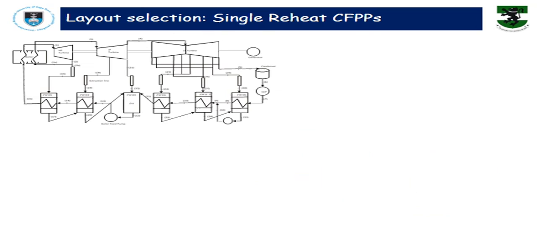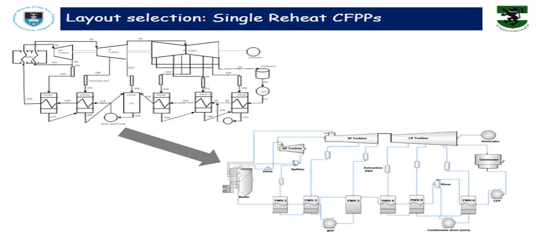and this is how it looks like in the software. For the single reheat, this particular type of layout was selected with one high pressure turbine, one intermediate pressure turbine, and one low pressure turbine with a double flow. Also, this particular layout has 6 feed water heaters as well, with extraction points from all the turbines, and this particular layout is represented in this particular format.